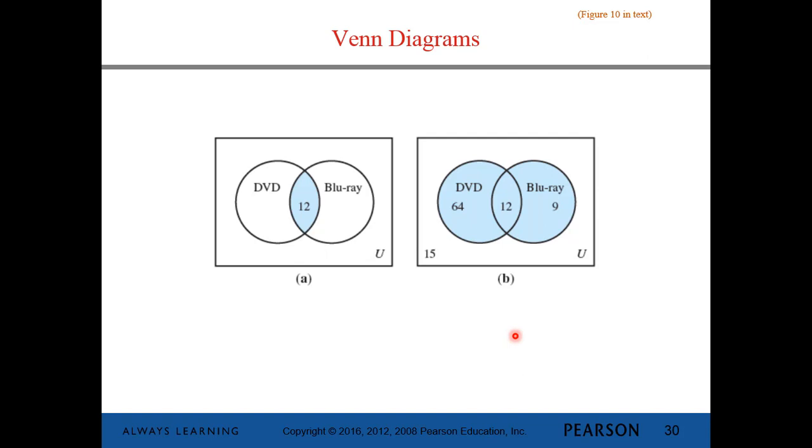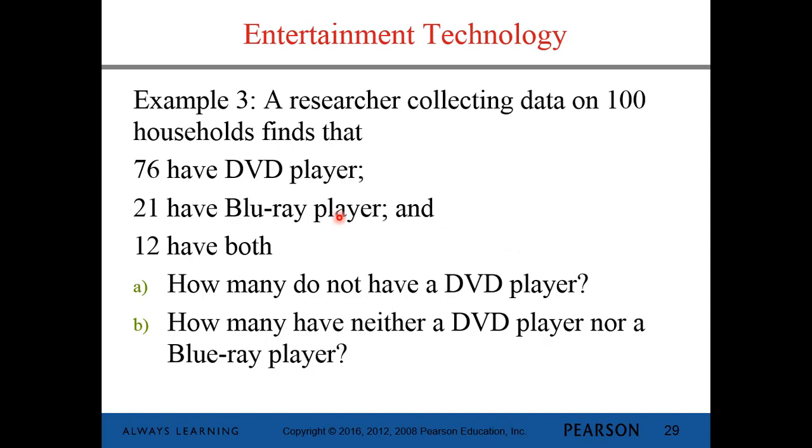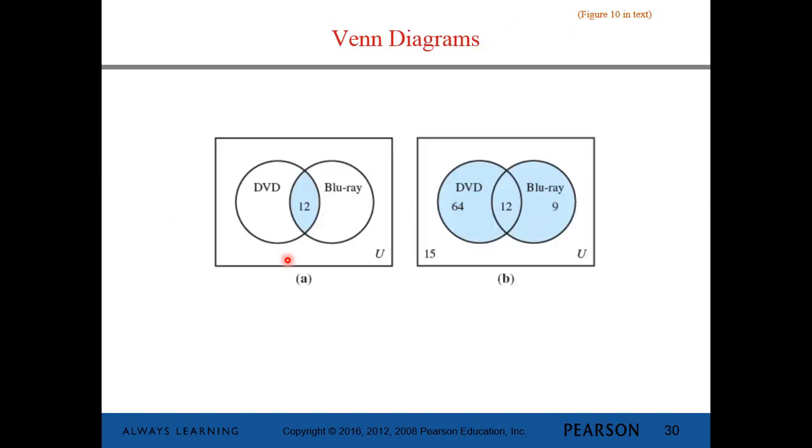So the first thing we need to do is fill in our Venn diagram. We're going to draw a box with our universal set and then put in the two circles overlapping. Now, we're going to use this information. So we know that 12 have both. So we always start with the intersection piece first. So we know 12 has to be this number. And then we're going to use the other information and the fact that there are 12 in both to get the rest.